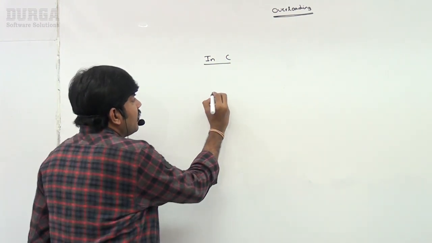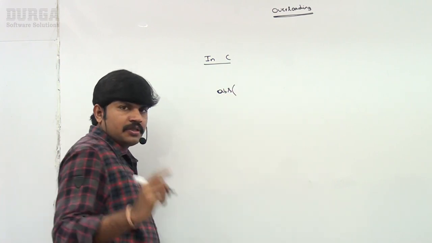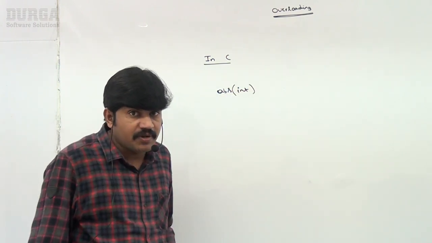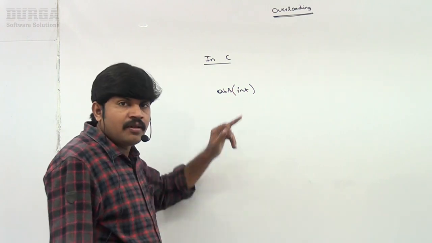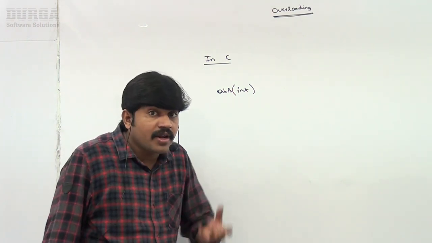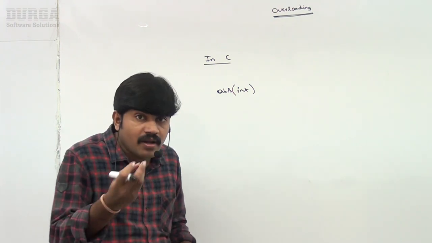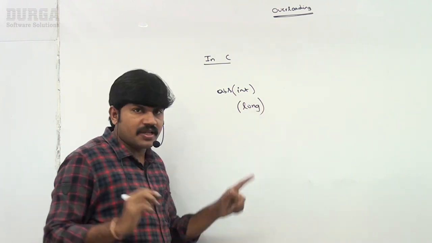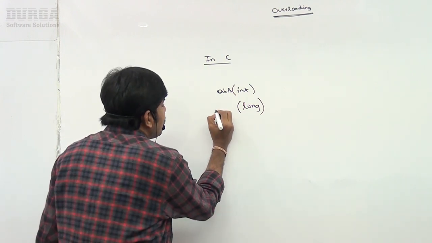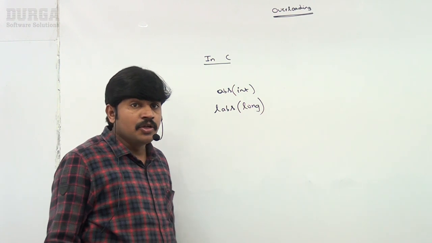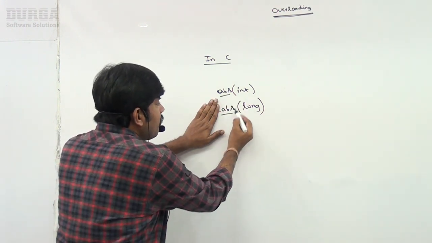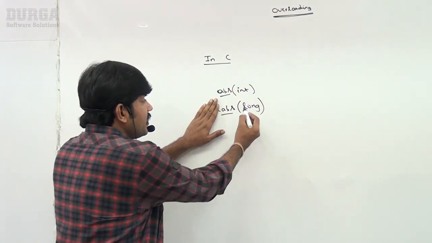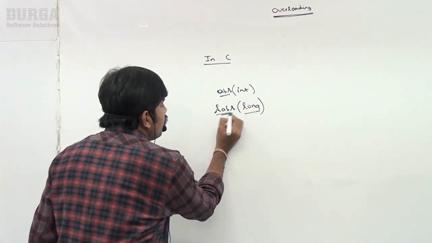Consider the abs method in C language. This abs method is always applicable for int type. If I want to find the absolute value for a long type, then if the argument type changes, the method name must compulsorily change, because two methods with the same name and different argument types are not allowed in C. If there is a change in the argument type, we must go for a new method.